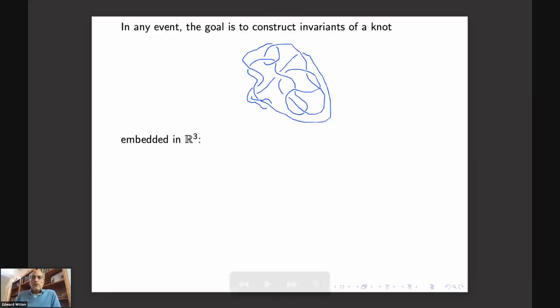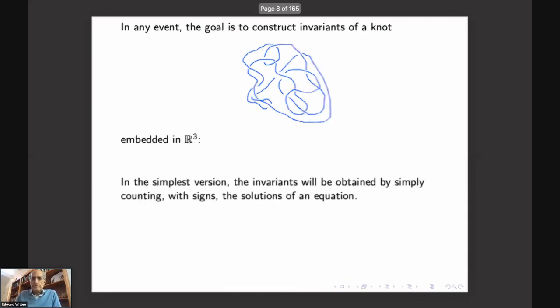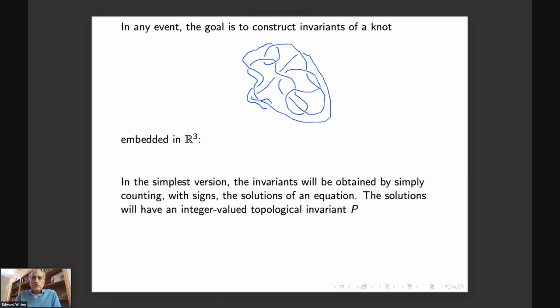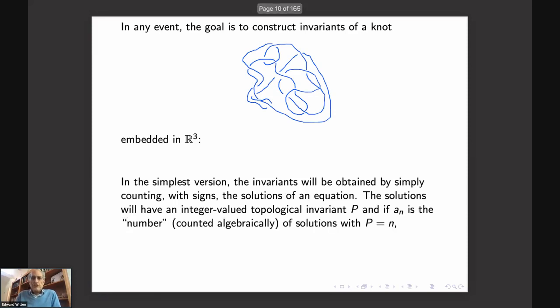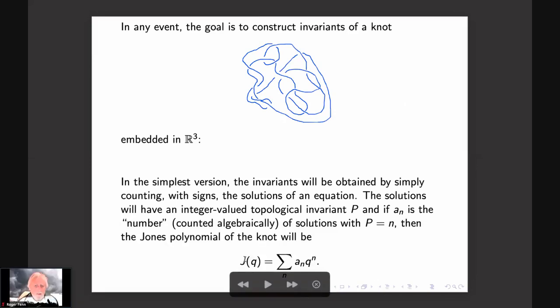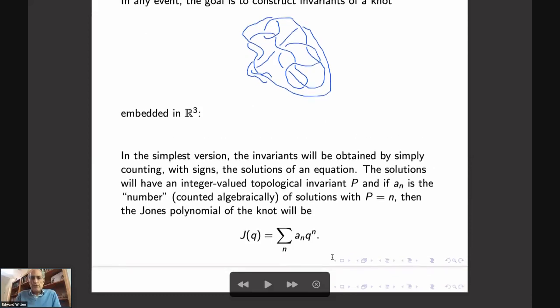In any event, the goal is to construct invariants of a knot in R3, or more generally a link. In the simplest version, the invariants will be obtained by counting with signs the solutions of an equation. The solutions will have an integer-valued topological invariant P. And if A_N is the number of solutions counted with signs with P equals N, then the Jones polynomial of the knot is going to be the sum of A_N Q to the N.